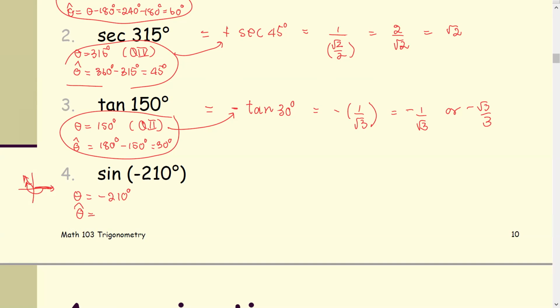The theta hat, or the reference angle, is the difference between the closest x-axis and the terminal side. The closest x-axis is 180 degrees. So then theta hat is 30 degrees, the difference of negative 210 and 180 degrees. The sine in the second quadrant is positive. Then the sine of negative 210 degrees is positive, equal to the sine value of 30 degrees, which is 1 over 2.